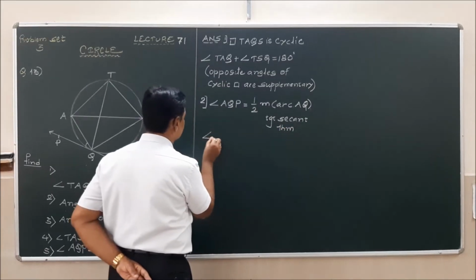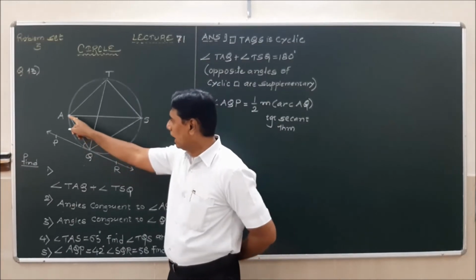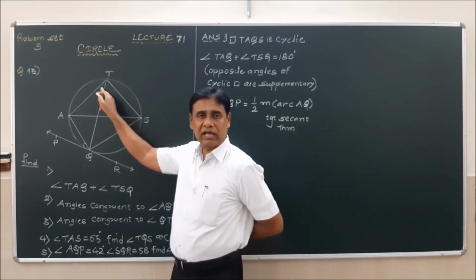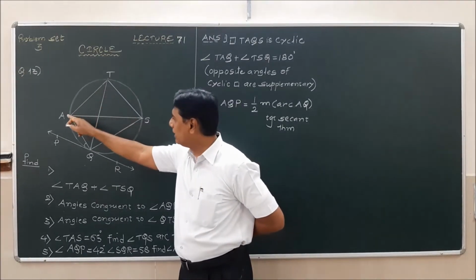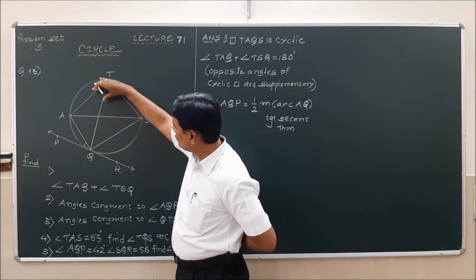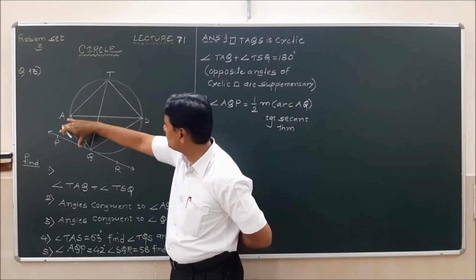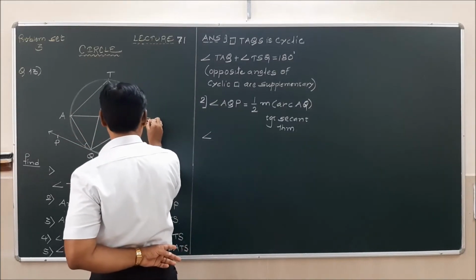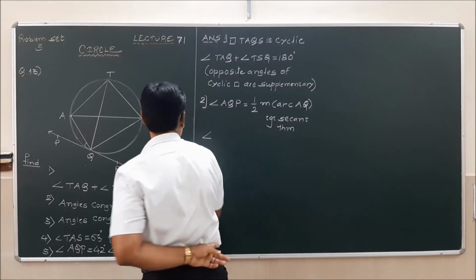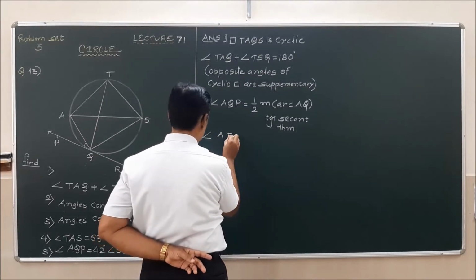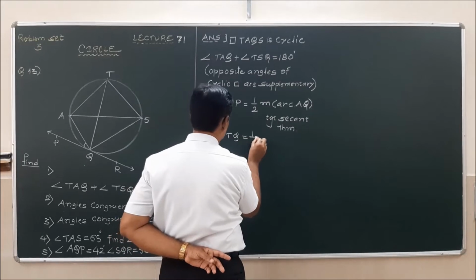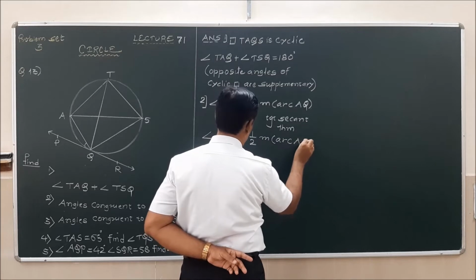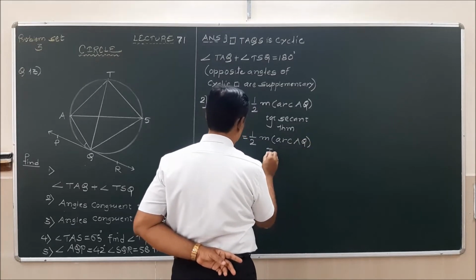Second one is, please try to understand, angle ATQ, this angle. Vertex of the angle is on the circle. So angle ATQ is called as inscribed angle, and measure of an inscribed angle is always equal to half the intercepted arc. So you will find here angle ATQ is also equals to half measure arc AQ, inscribed angle.